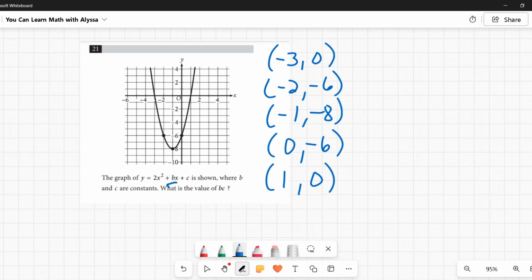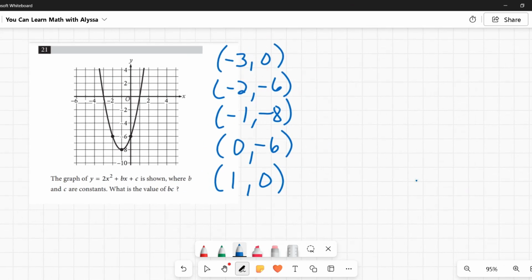So we need to solve for b and we need to solve for c. You can solve for b and c independently, or you can solve for one of them and use it to solve the other one. Doesn't really matter. It's whatever makes the most sense. I say that a lot, but it's true. All right, so here's one way if you want to solve for b. The formula for the axis of symmetry is x equals -b over 2a.